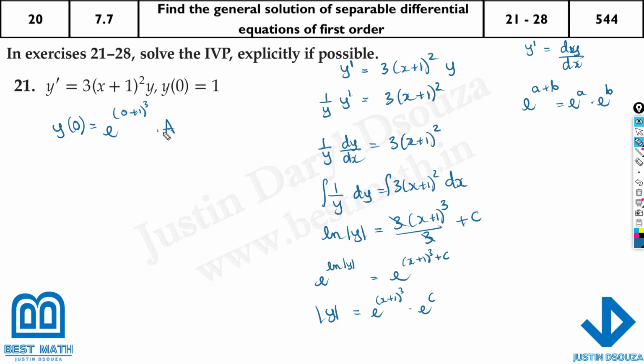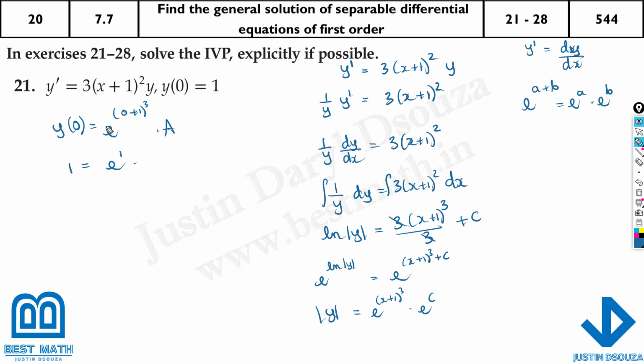Even you can write it as C, it's fine. That is the constant we are looking for. Now substitute. Now substitute this value. Here we have e to the power 0 plus 1 is 1. 1 raised to power 3 will be 1 itself. So it is 1 here, okay?